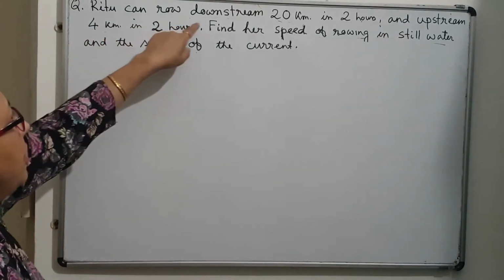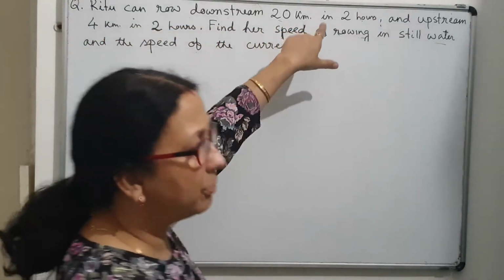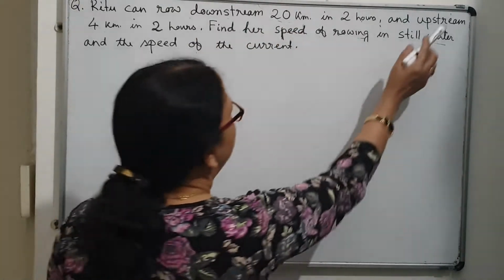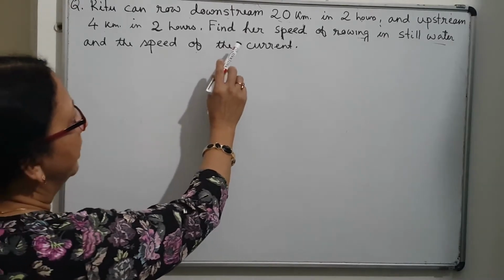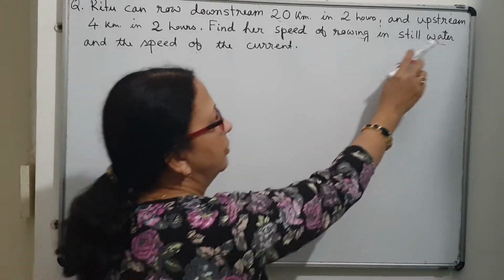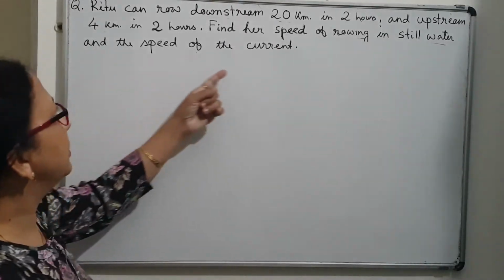Ritu can row downstream 20 km in 2 hours and upstream 4 km in 2 hours. Find her speed of rowing in still water and the speed of the current.